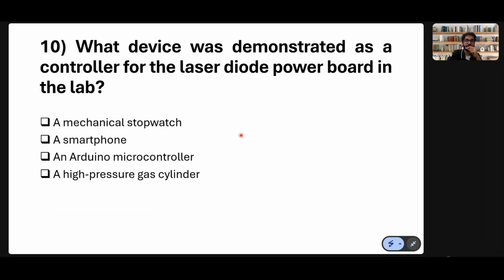What device was demonstrated as a controller for the laser diode power board in the lab? If you see the video, the course instructor Dr. Balaji Jayaprakash uses an Arduino microcontroller as a controller for the power board. So the answer is option C, Arduino microcontroller.